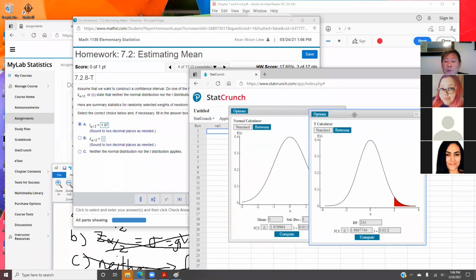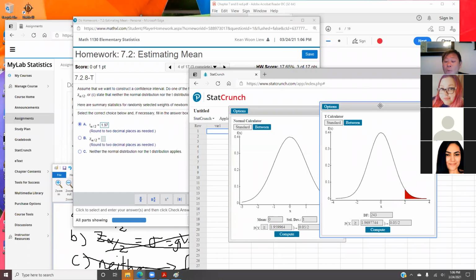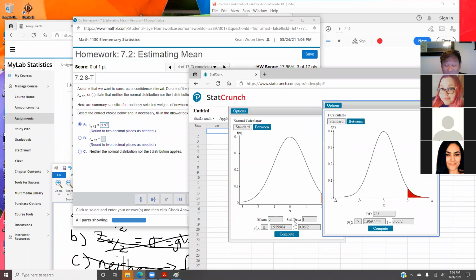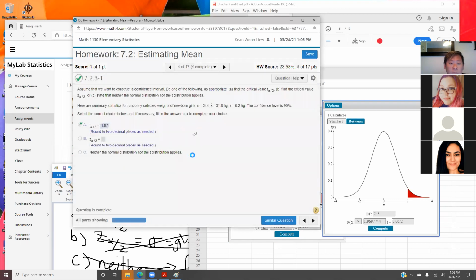Okay. So make sure you know the difference between T and Z. One is for T, one is for normal. Normal doesn't ask for degree of freedom. Normal just asks for mean and standard deviation, which is 0 and 1. But for T, you ask for degree of freedom in this case. You guys all right? Yep.